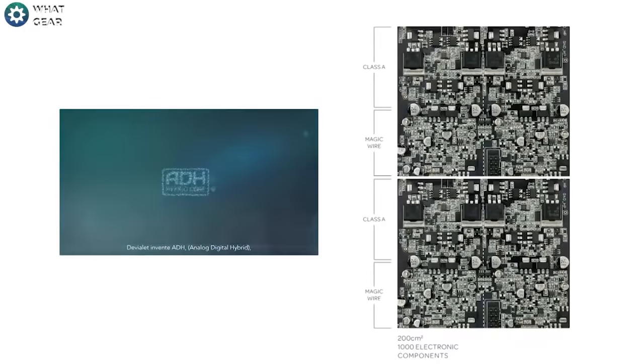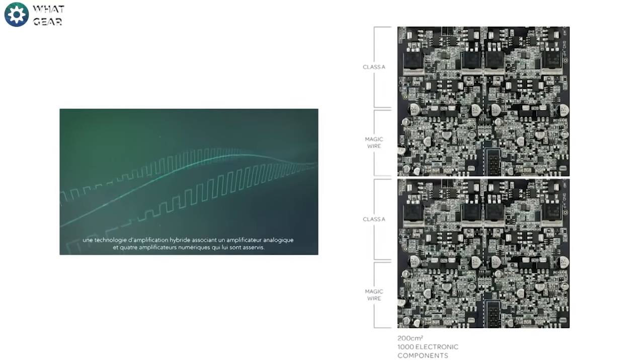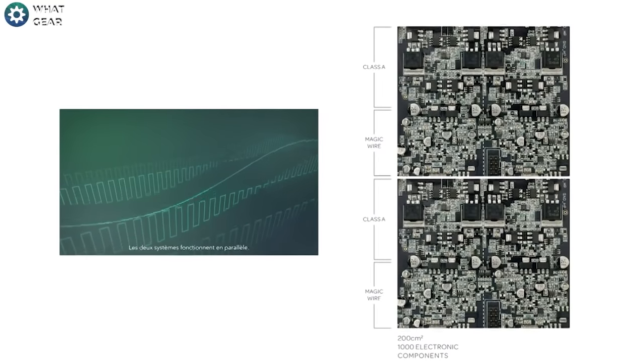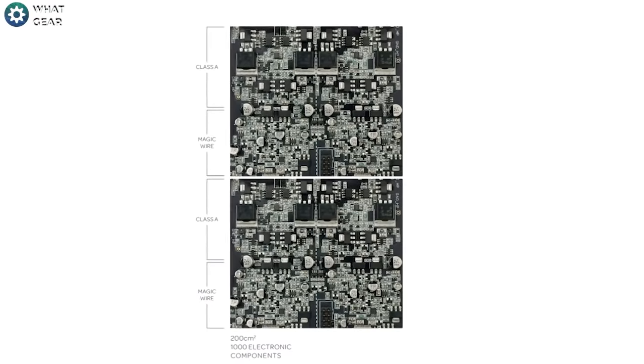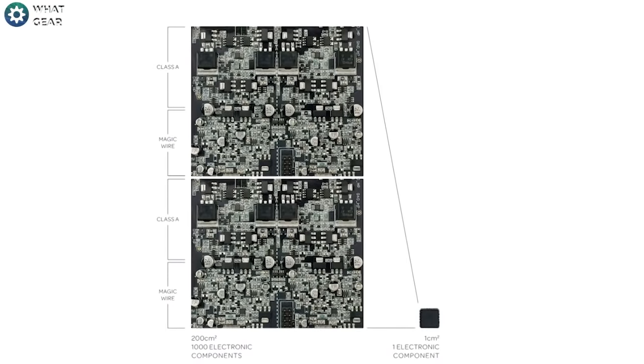So this diagram is drawn to scale, and you can see here the original size of the ADH chip and the magic wire. So just look, no wires. Now that looks, well, I guess it looks like a circuit board if I'm honest. And if that doesn't impress at 20 centimeters squared, then this might. Devialet have managed to compact the chip down to 2 centimeters squared.